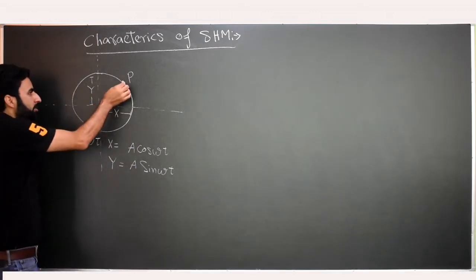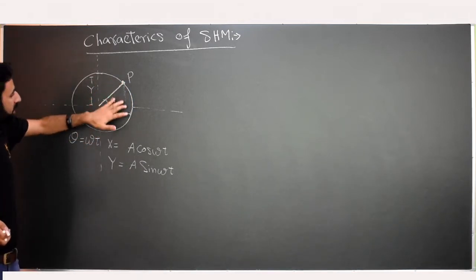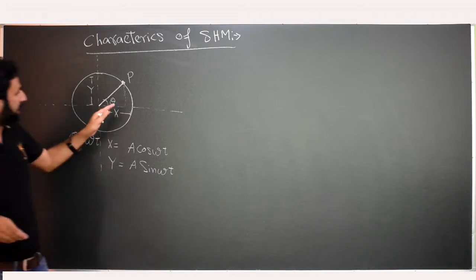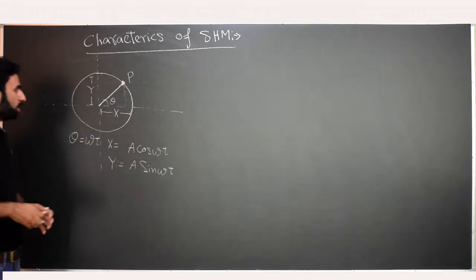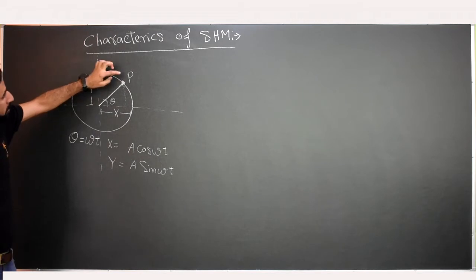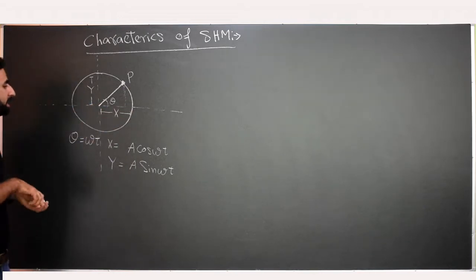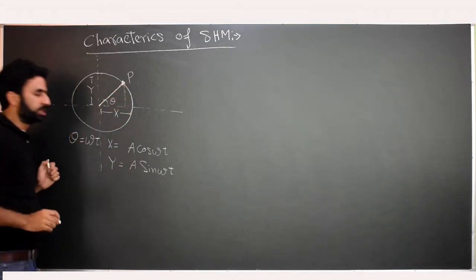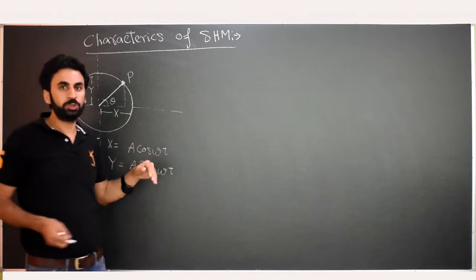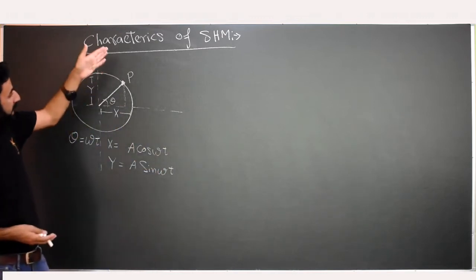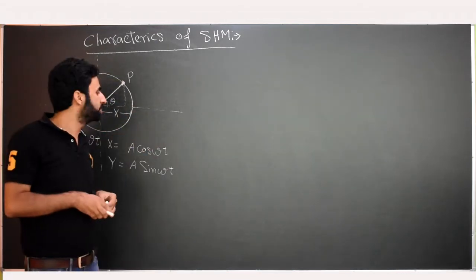Now if we try to draw the projection on the diameter of this particle on simple harmonic motion. At a particular position point P, the projection of a particle executing uniform circular motion on the diameter will represent simple harmonic motion. So we make a statement that in case of a particle executing uniform circular motion, simple harmonic motion is represented by the projection of the particle along any diameter of the circular motion.